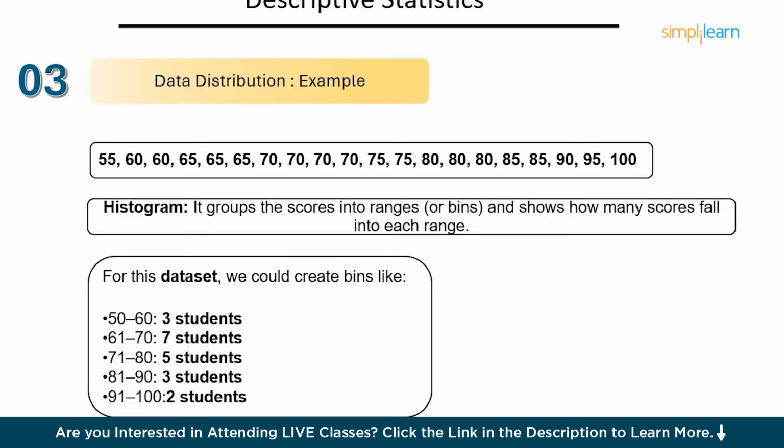For this dataset, we could create bins like 50 to 60, there are 3 students; 61 to 70, there are 7 students; and 71 to 80, we have 5 students. And in this way, 81 to 90, we have 3 students, and 91 to 100, we have 2 students.